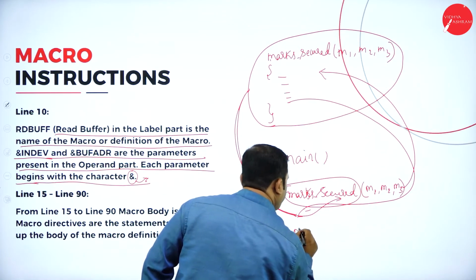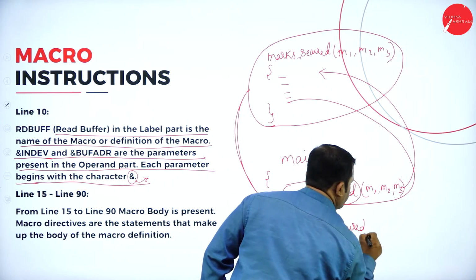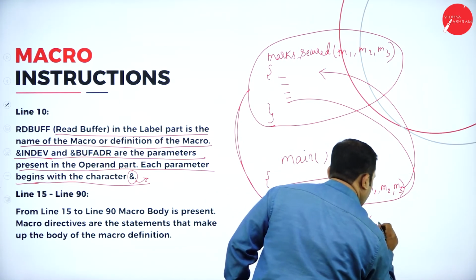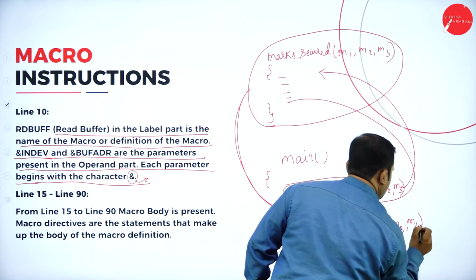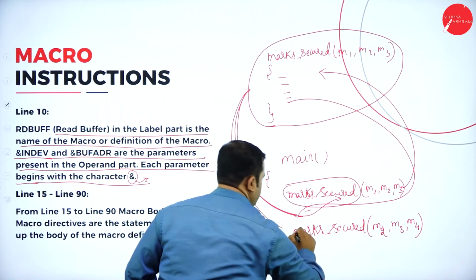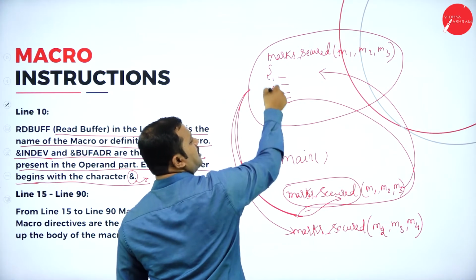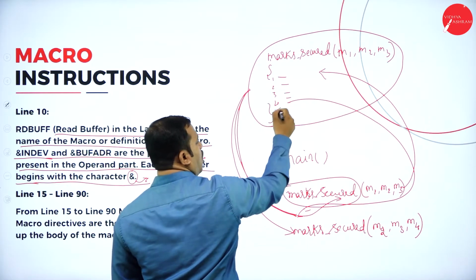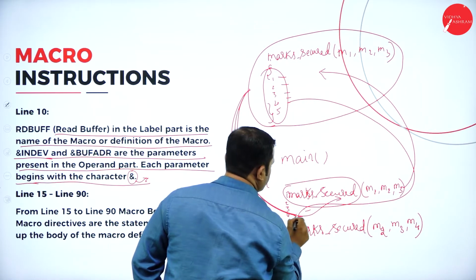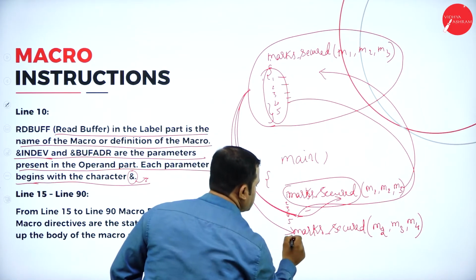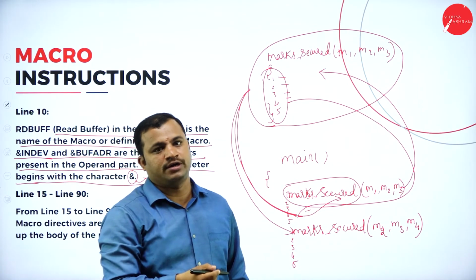Similarly, I will use the same macro, marks secured, at one more location, with M2, M3, M4. Now again, the entire definition is placed in this location, so that we have 1, 2, 3, 4, 5 statements inside this macro marks secured definition. All these 5 statements are placed inside this location, 1, 2, 3, 4, 5. Similarly, next the same 5 statements are placed here, 1, 2, 3, 4, 5. This is how the expansion process goes on.